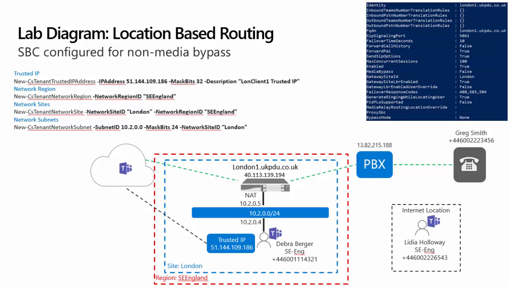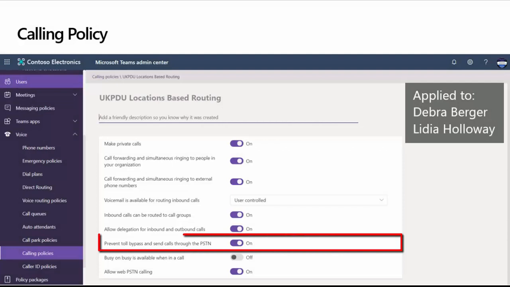As shown, the calling policy that enables location-based routing is called Prevent Toll Bypass and send calls through the PSTN. In my lab, the UK PDU locations-based routing policy is assigned to Deborah and Lydia.